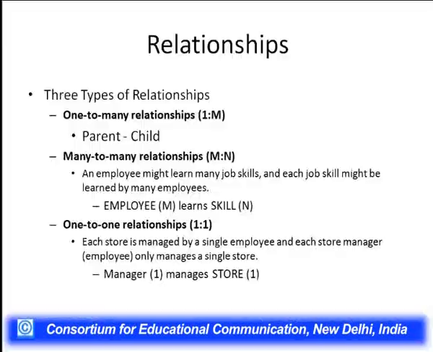So, the relationships we are talking about are the associations between these two tables. Now, these could be of three different types. The first type of relationship is known as a one-to-many relationship or a parent-child relationship, where one record in the table is associated to more than one record in the other table, but each record in the associated table will correspond to only one record in the other table.